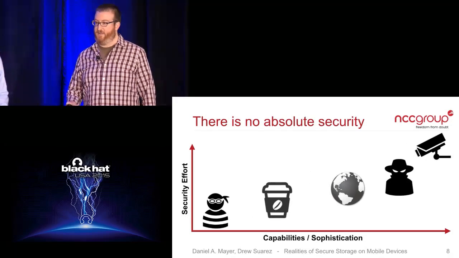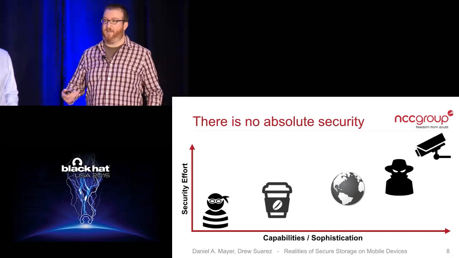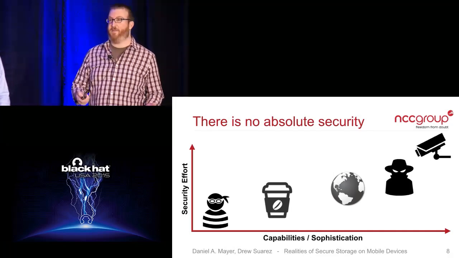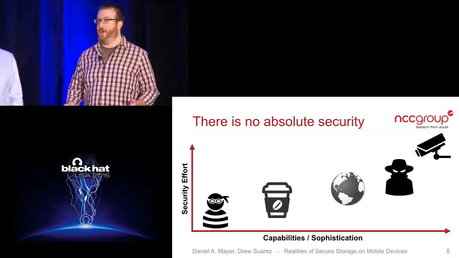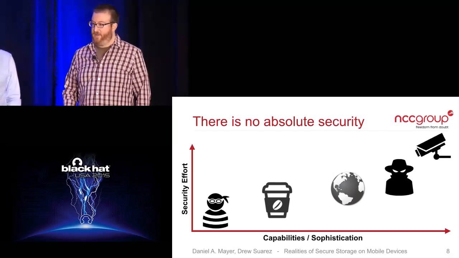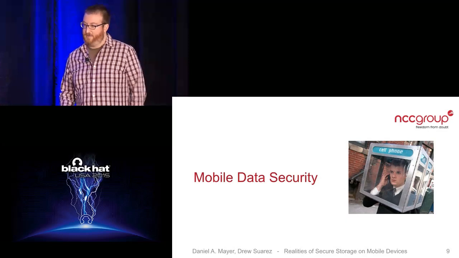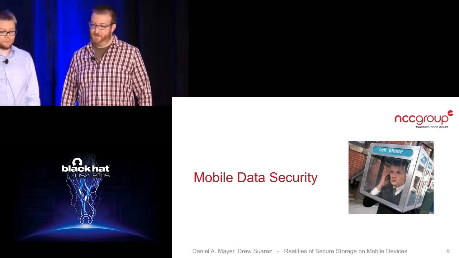we can kind of place the things we just talked about with the casual thief being very unsophisticated and requiring very little effort to snatch something from you, all the way up to the nation state, which would require more sophistication, more effort on their part. So Daniel's going to talk a little bit about mobile data security. Actually, I'm going to hand that over to Daniel.